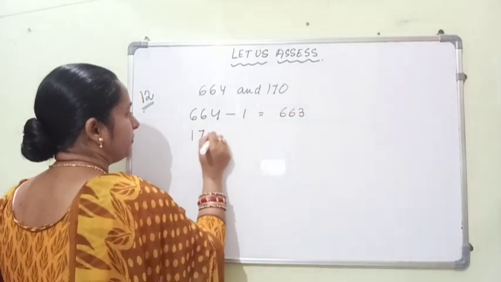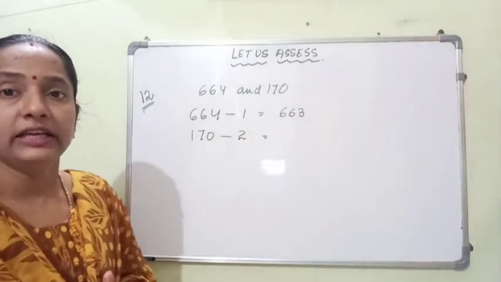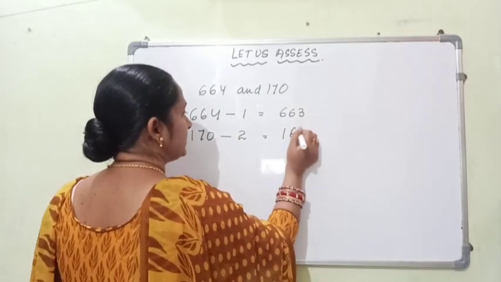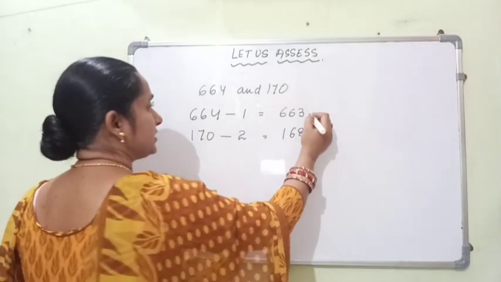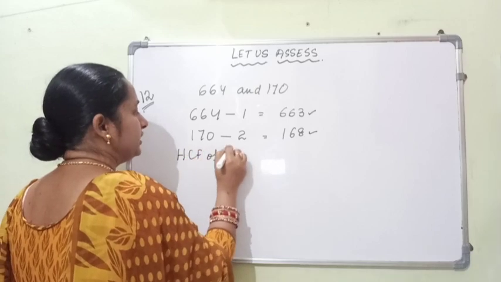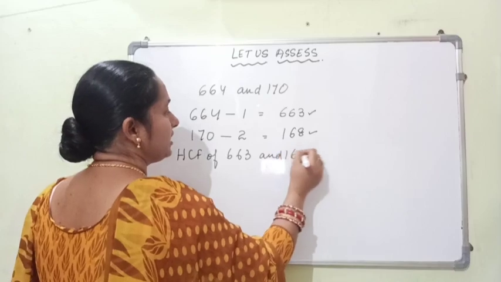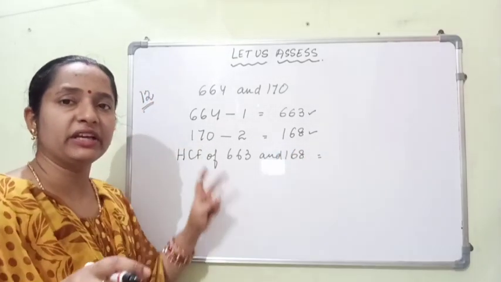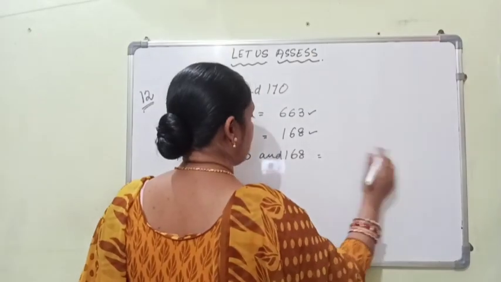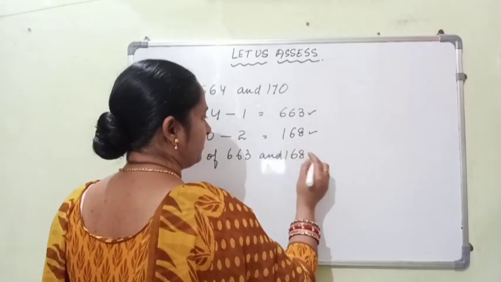And take the second number and subtract its remainder. It was given in the book that the remainder for the second number is 2. So after subtracting it, we get 168. Now we got our new numbers. What do we have to do next? Now we have to find the HCF of 663 and 168, which will give you the greatest number that divides these two numbers leaving remainder 1 and 2. So let's find their HCF by the short division method or the long division method, any one of them. So let us divide by the long division method.